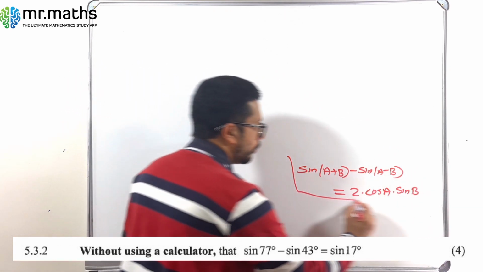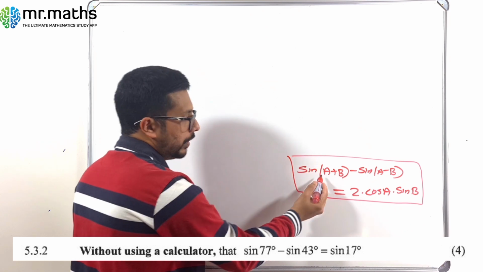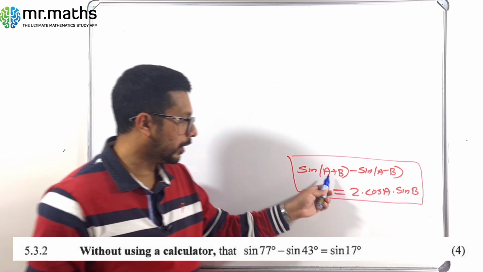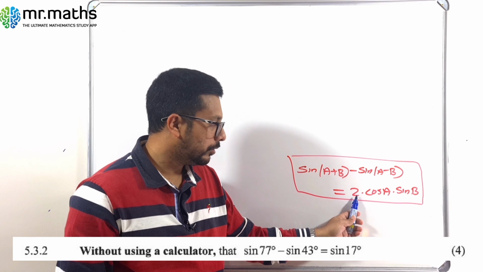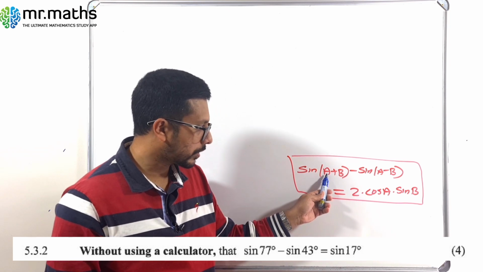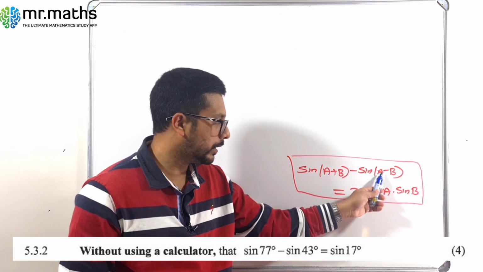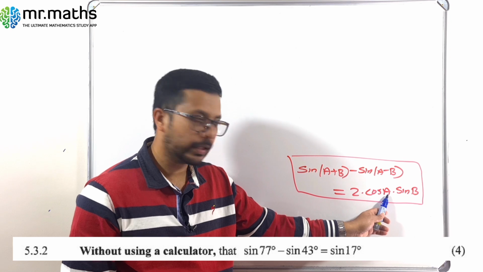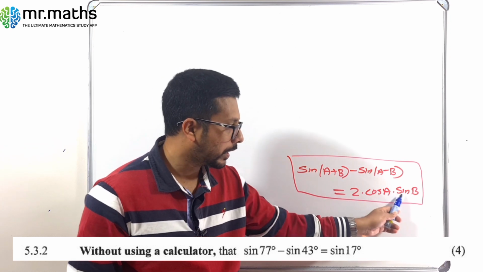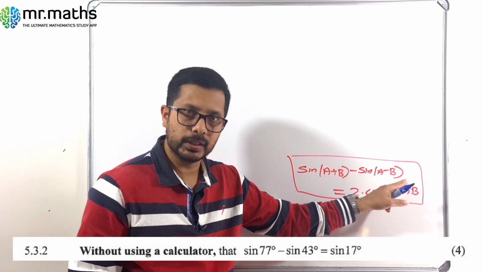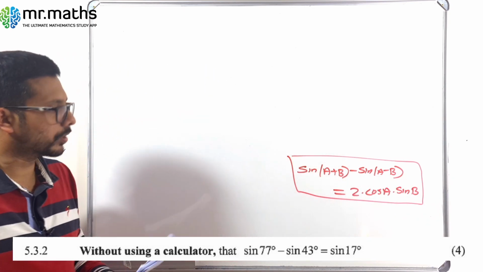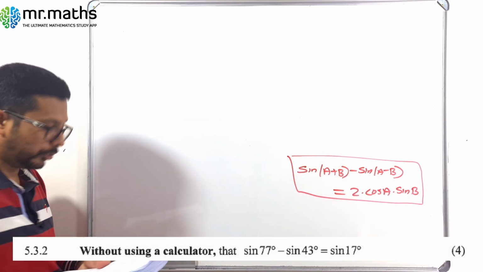If it is something like this, sine of a plus b minus sine of a minus b, we can write it as 2 into cos of the first term. Here you can see that the first term is a, so cos a, then the second term sine b. We can write it like this if something comes like this. Okay, now look at the next question.